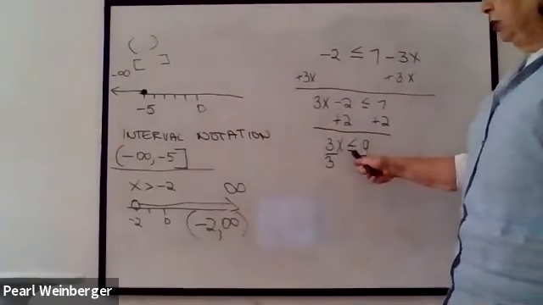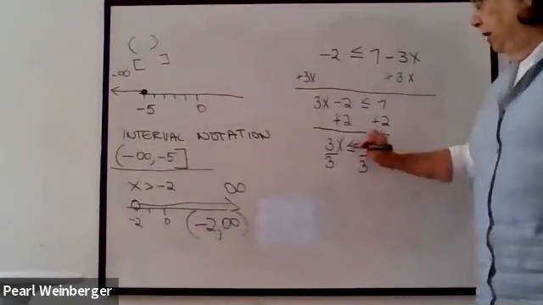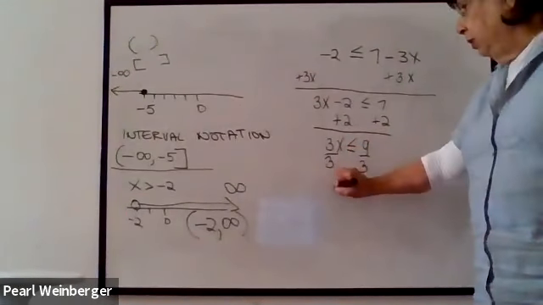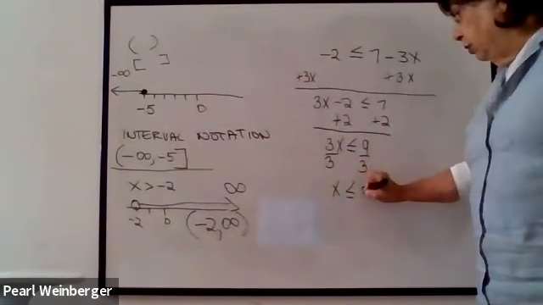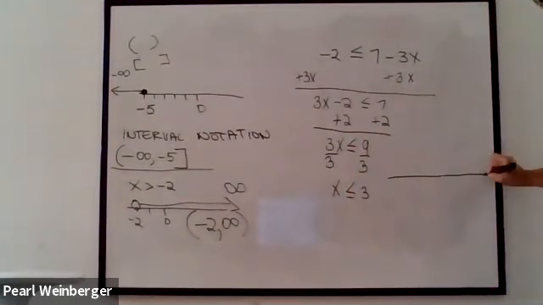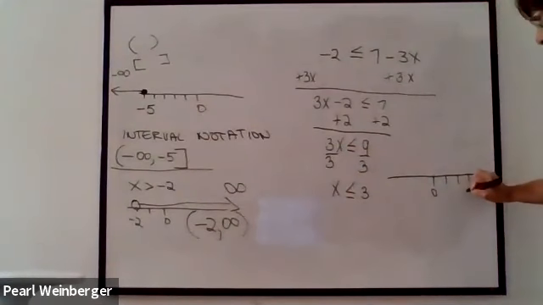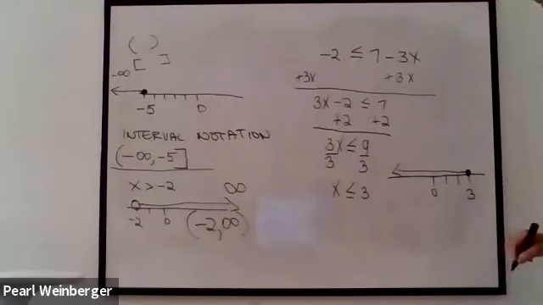And do I have to change the direction of the inequality? No, because I'm dividing by a positive number. So this leaves me x less than or equal to 3. And what this looks like on a number line is this. There's my 0, 1, 2, 3. It would be a filled in circle at 3. And my arrow would have to be pointing to the left because it says less than.